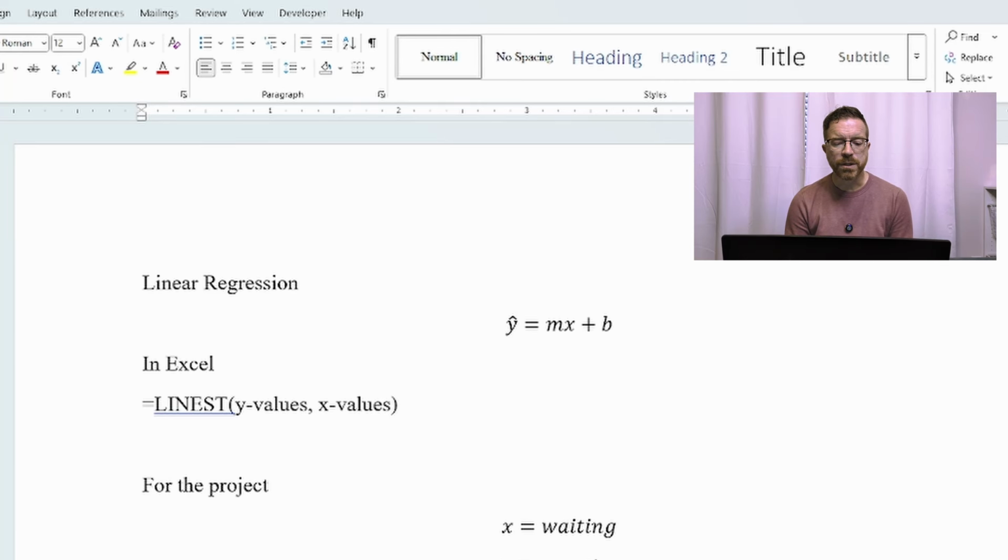Well, the way we're going to do this is we're going to be using the LINEST command. So we're going to use equals, capital LINEST, parentheses, and we're going to select our y values, comma, then we're going to select our x values in parentheses, and that will give us our linear regression. And it's going to give us first our slope and then our intercept. So let's do that now.